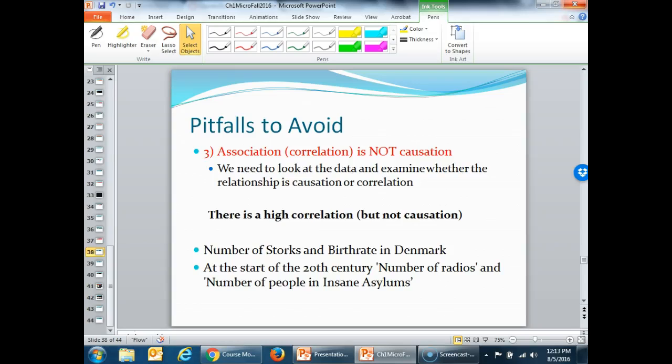Association is not causation. We get this a lot in the news. But we need to look at whether it's correlation, they're just tending to move together, or one is actually causing the other. We have a very high correlation in the number of storks and the birth rate in Denmark. Does that mean that more storks are causing babies? No. At the start of the 20th century, the number of radios and the number of people in insane asylums was a big statistic that people looked at, but it doesn't mean one causes the other.